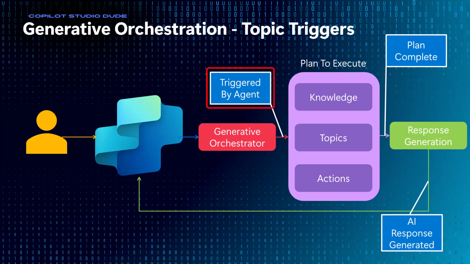So the generative orchestrator is going to see what the person said. It's going to look at the conversational context. And then it's going to use the triggered by agent functionality to determine how to build the plan based upon what the different tools that it has at its disposal are. Now, once the plan is generated and executes, this is where plan complete comes in. So this is going to intercept and put you right before response generation, because now we're able to run this particular process or what we put into the topic at that point.